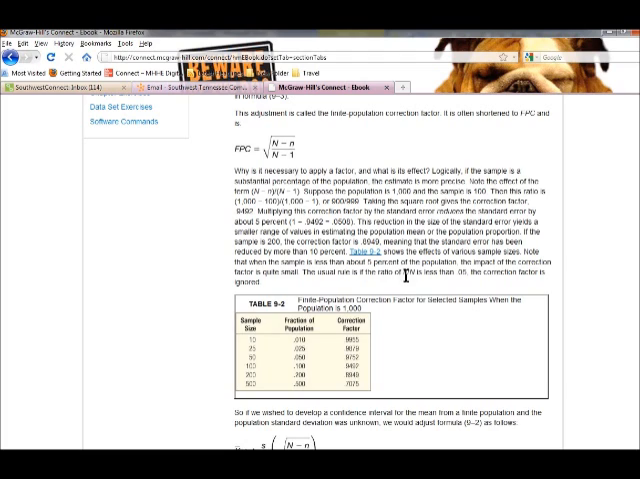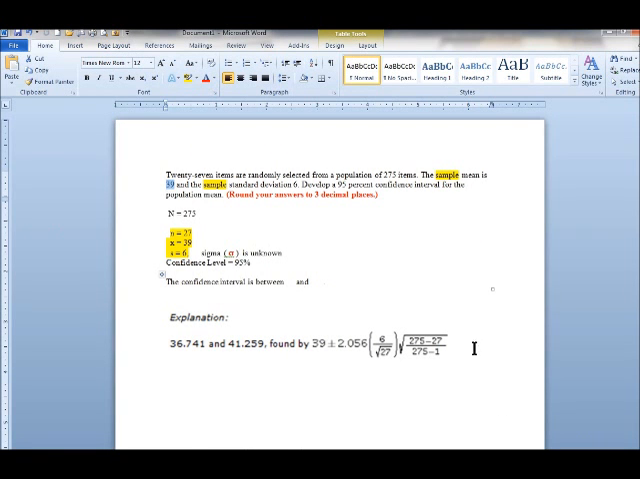So we do this little test. We divide our sample by our population. If it's less than 5%, then we don't use this, but ours is greater than 5%, and so we have to apply this correction factor. Okay, so let's keep that in mind. That's why we have to use that.